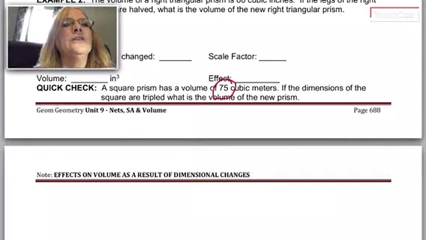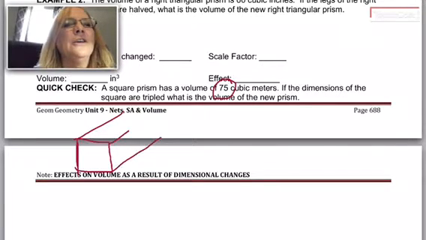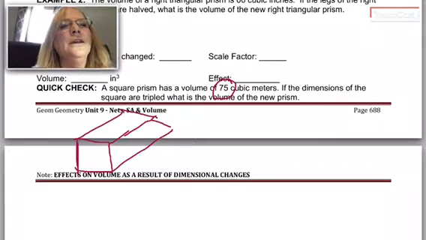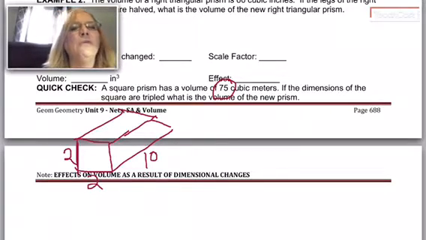Okay, so this says it's a square prism. That means that the base is a square. It doesn't say anything about it being a cube, so we're going to assume this would be a square base, so we'll call this 2 and 2. We can make this anything we want, so I'm going to make it 10. I'm not using their numbers.